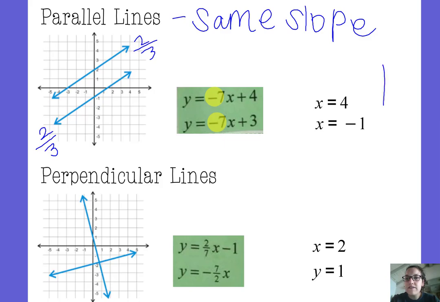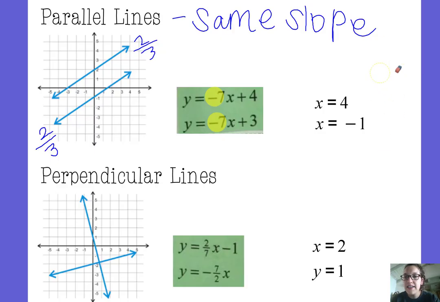X equals 4, x equals -1. Remember, x equals 4 is a vertical line. And x equals -1 is also a vertical line. If they're both vertical lines, they're never going to be able to intersect. They have the same slope. They both have slopes that are undefined. So those are parallel lines as well.